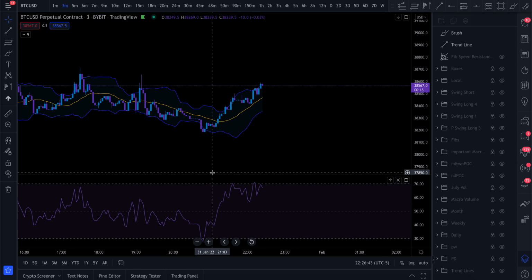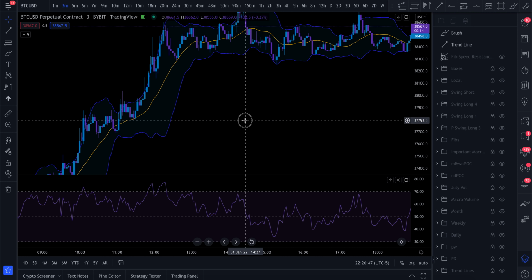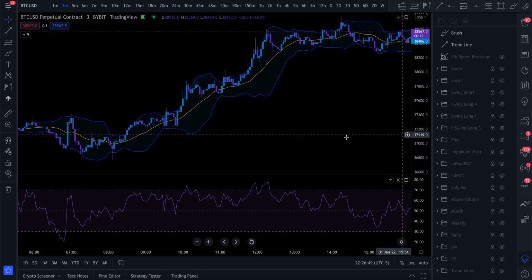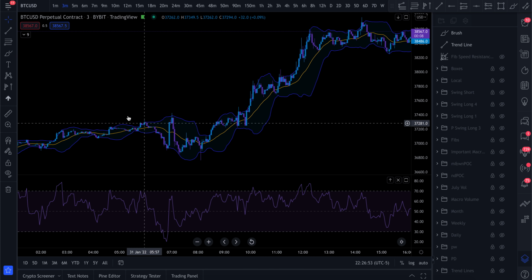Okay, so that is how you are going to do it. And again, you're not going to win every single trade here, but if you use good risk management, it will be very profitable for you over time.